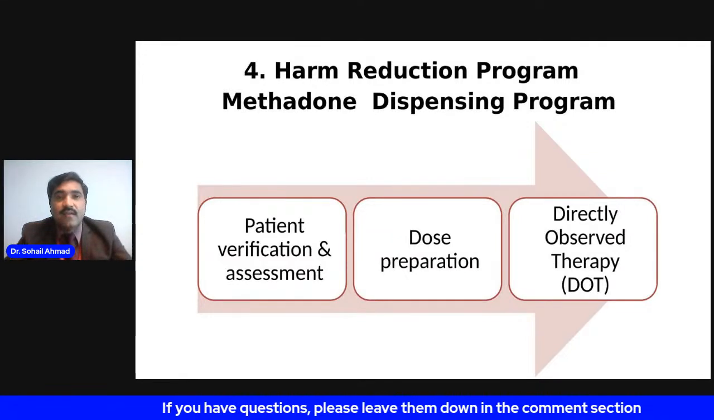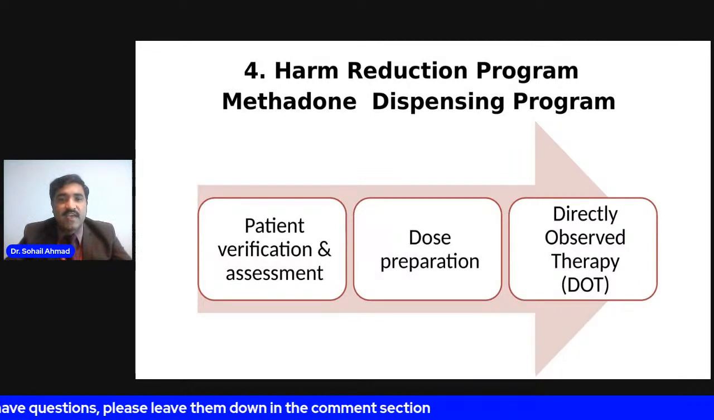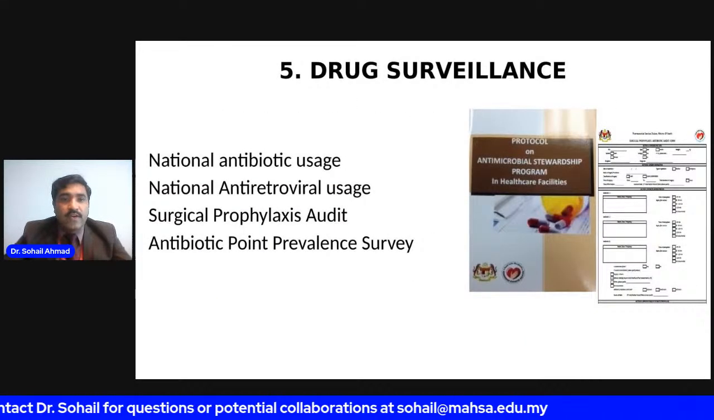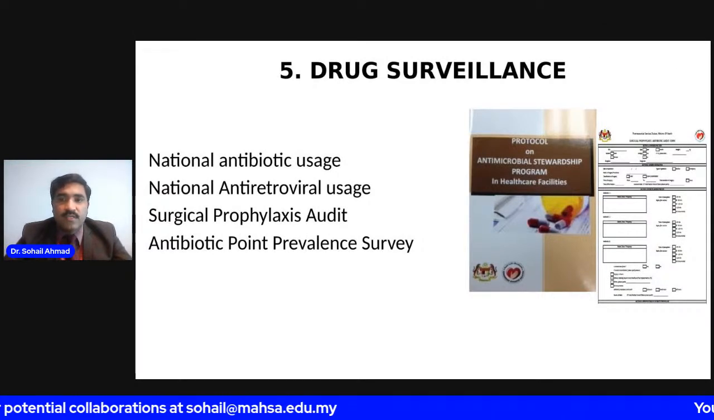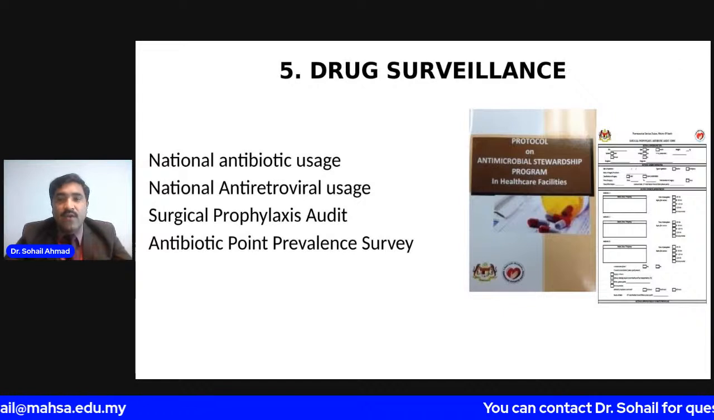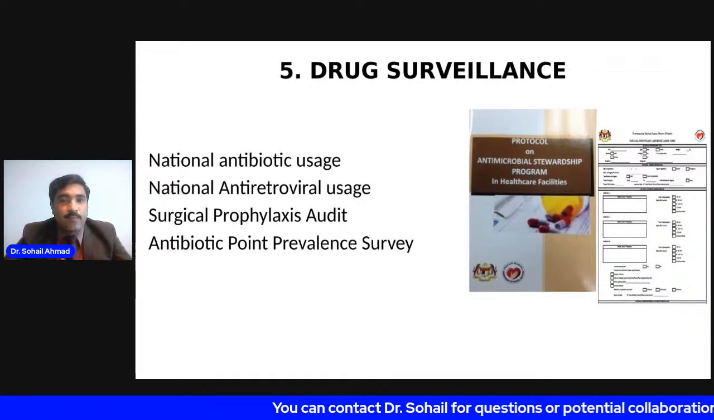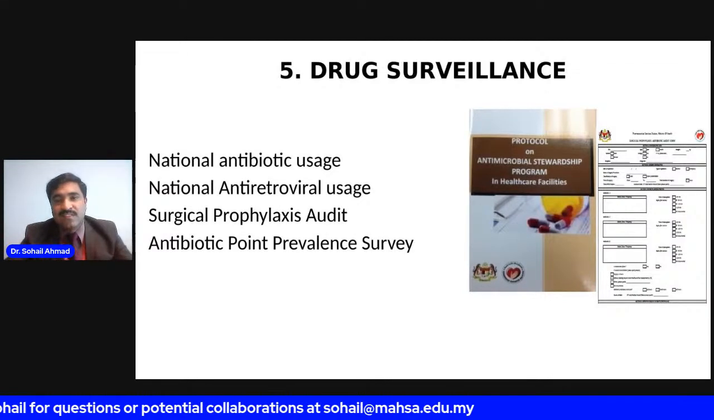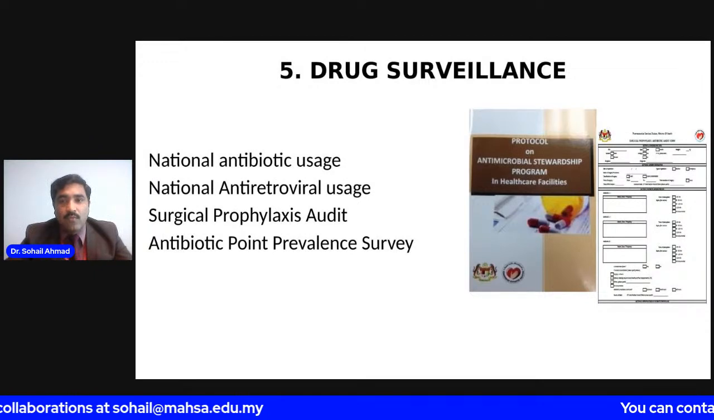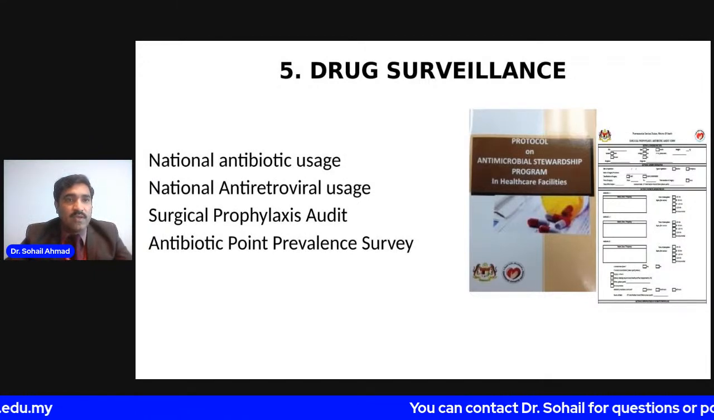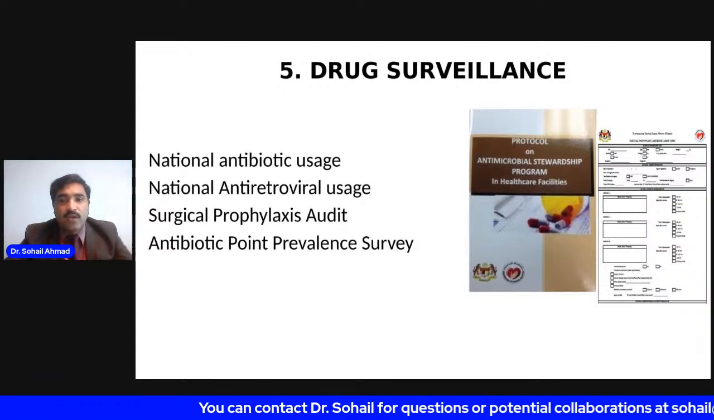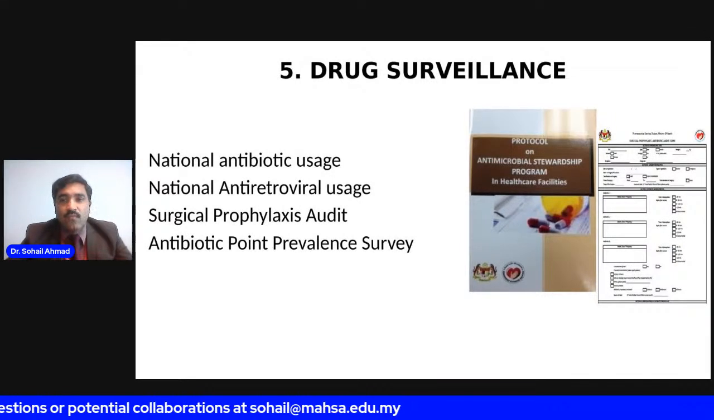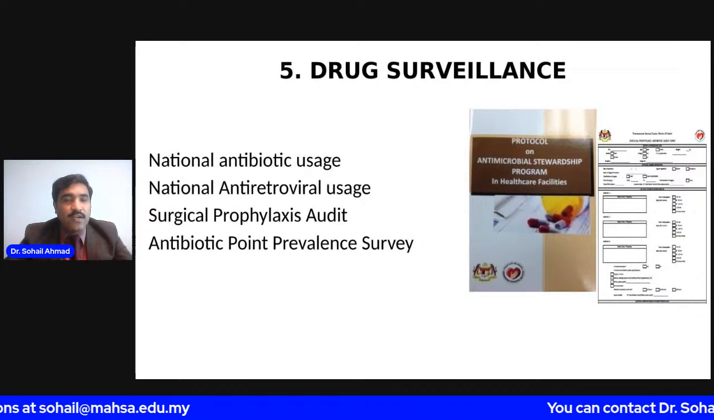So what is being done in the harm reduction program? Patient verification and assessment is carried out, the dose is prepared, and then directly observed therapy. Drug surveillance: in certain hospitals in the Malaysian healthcare setting, they have a very well established antimicrobial stewardship program. Referring to the healthcare challenges, second in our list was resistance to existing drugs, and the most important one was antimicrobial resistance. So for that, in Malaysia, they have an antimicrobial stewardship program, which is well established, and with its help the rational use of antimicrobials is ensured.